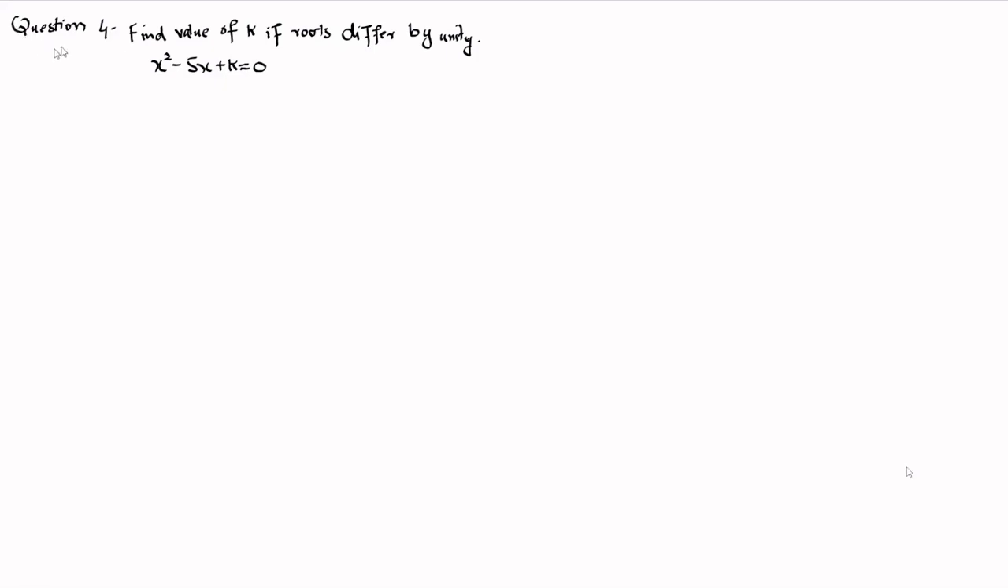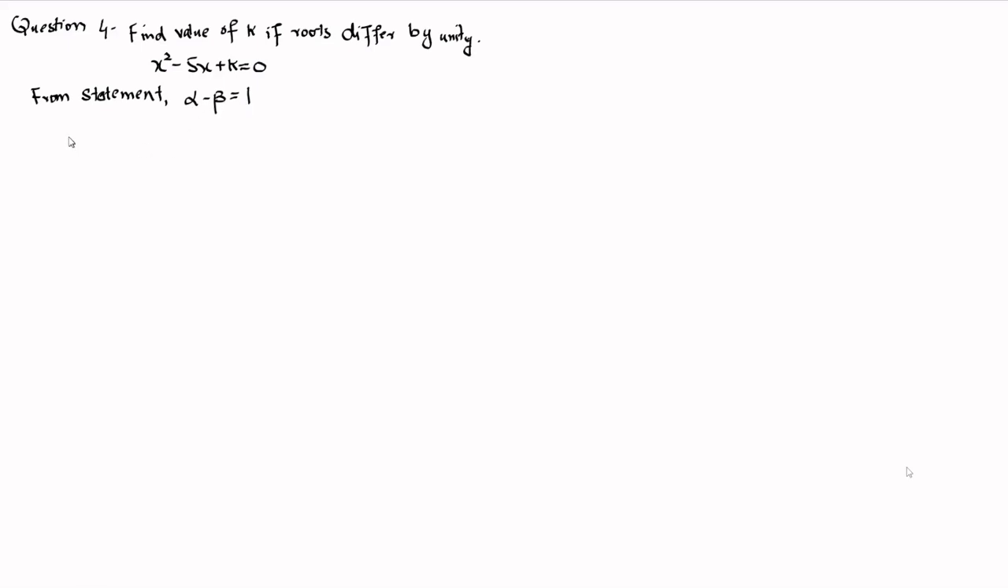In this session, we are going to find the value of k if the roots of this given quadratic equation differ by unity. So from the statement we can write that alpha minus beta is equal to 1. Alpha is a root, beta is a root, and they differ by unity, so alpha minus beta is equal to 1.